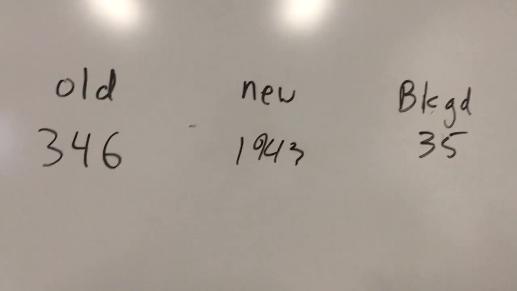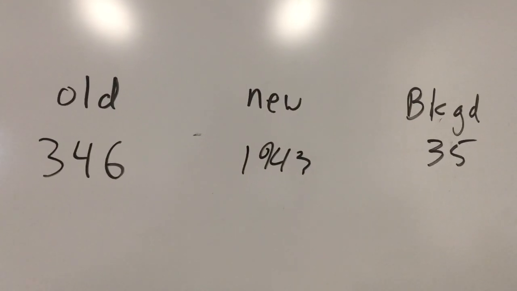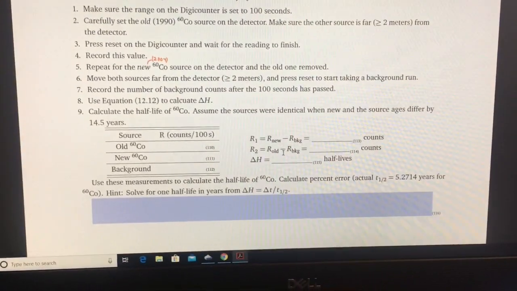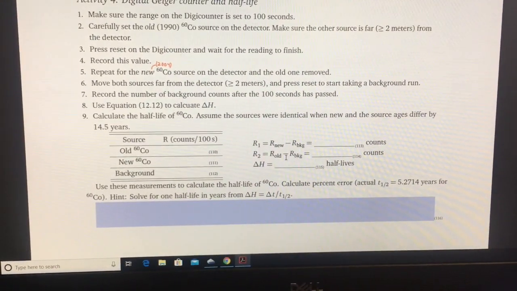So go ahead and record your data if you hadn't already. And all right, you should be able to do the rest of this packet with the equations that were given to you in the beginning.